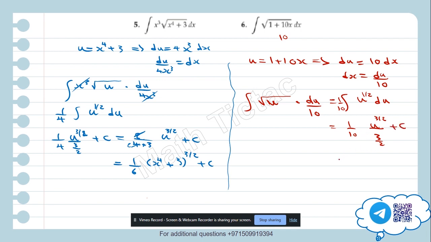So now flip these and simplify directly. After flipping, it will be 2 over 3, 2 with 10. So that means I have 1 over 3 multiplied by 5, which is 15. Okay, so now I have u to the power 3 over 2. Let's write back in here the 1 plus 10x to the power 3 over 2 plus c. Right. That's it.